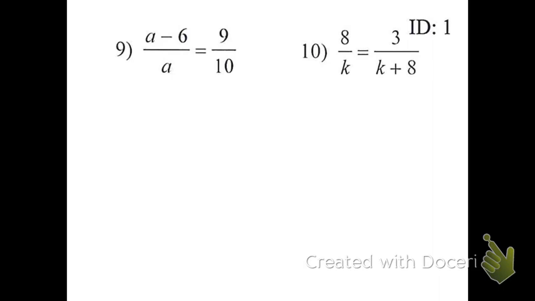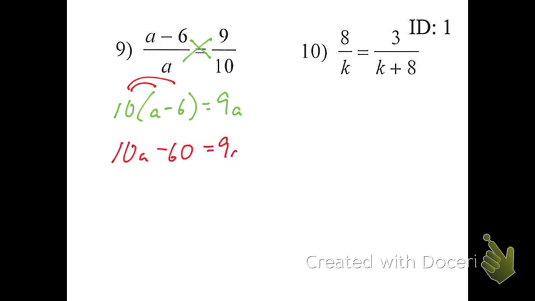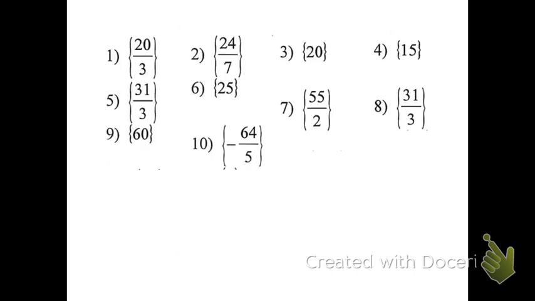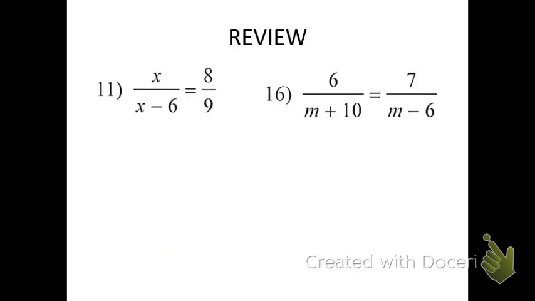All right, now we have variables on both sides. Look out. So I'm going to go ahead and take these two. So 10 times a minus 6 is equal to 9 times a. All right, so got that set up. Now I'm going to distribute. So 10a minus 60 is equal to 9a. Now I'm going to subtract 9a from each side, because it's going to make something look nice. a minus 60 is equal to 0. Then we add 60 to both sides. a is equal to 60. Oh, no fraction on that one. Nice.